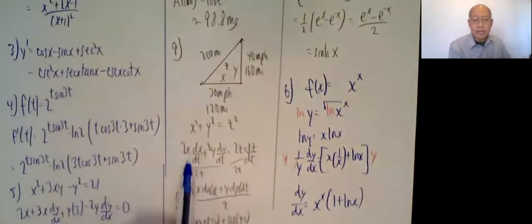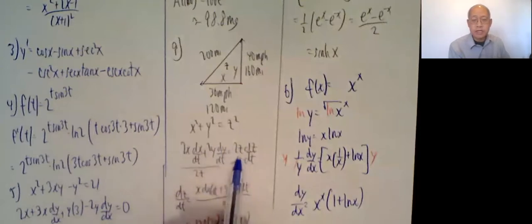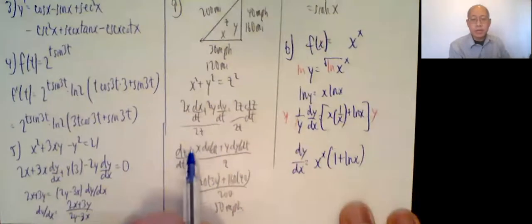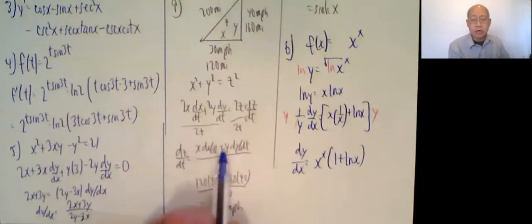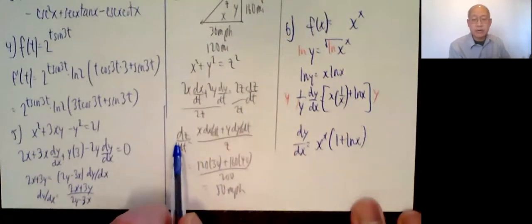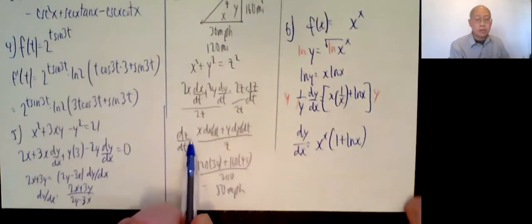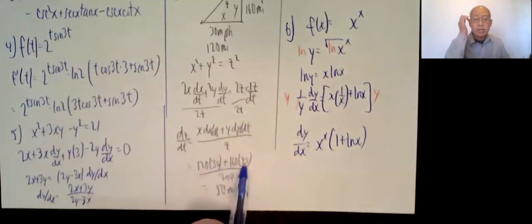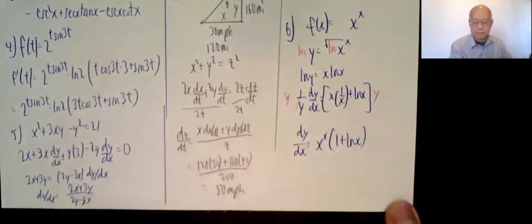So 2x dx/dt plus 2y dy/dt equals 2z dz/dt. Divide by 2z, the 2's cancel out. x dx/dt plus y dy/dt, divided by z, is equal to dz/dt. So I plug in x is 120, dx/dt is 30, y is 160, dy/dt is 40, divided by z, which is 200. Punch it in your machine, 50 miles an hour.